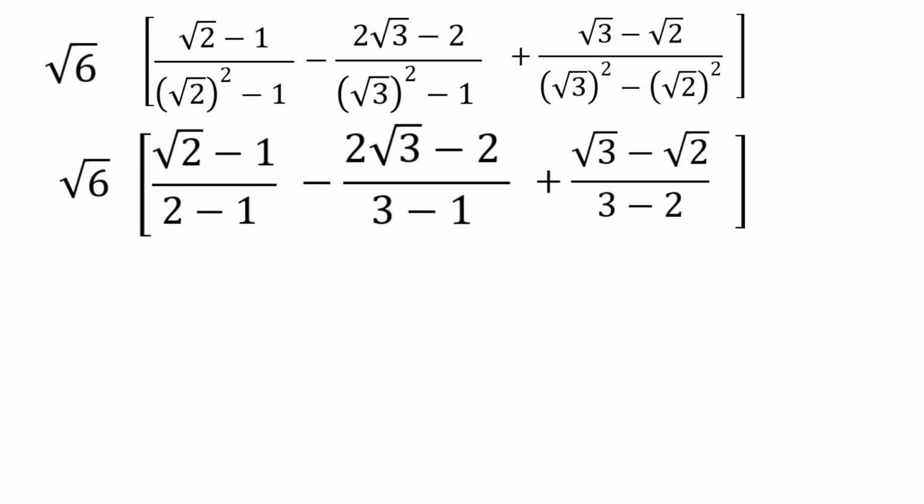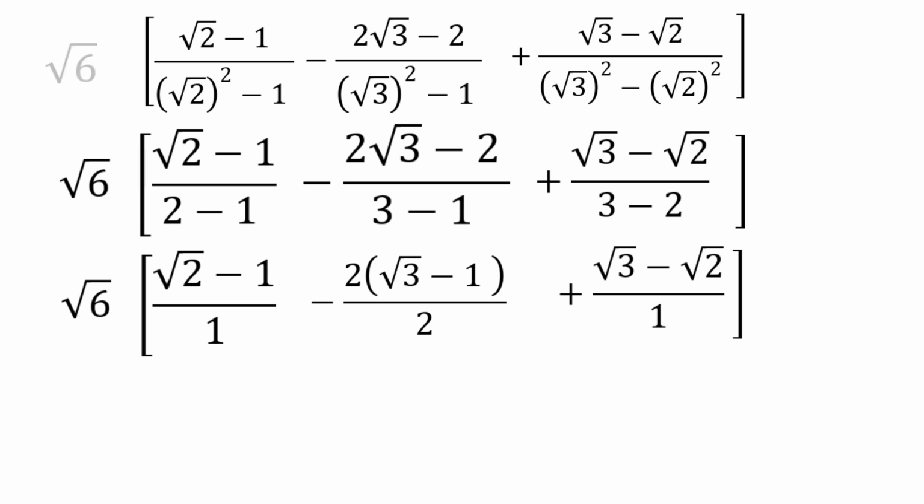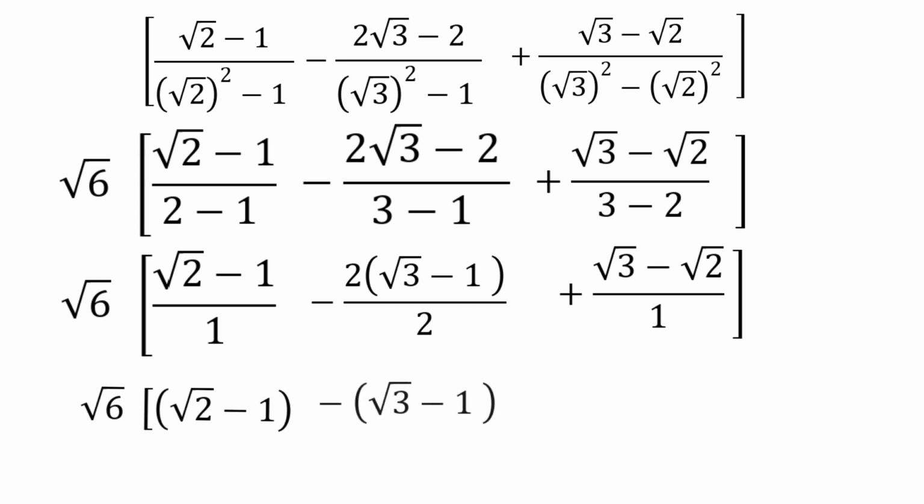Then √6 into (√2−1) minus, here in the second term, in the numerator we are factoring out 2, so 2 and 2 get cancelled. √3−1 remains. Plus in the third term we have (√3−√2) divided by 1. Then in the next step we have √6 into (√2−1) minus, in bracket, (√3−1), plus (√3−√2).